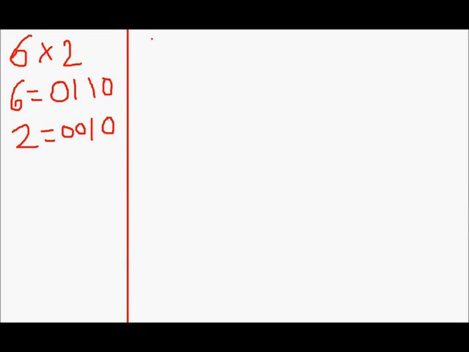We need 4 registers. The first is the accumulator, the next is the multiplier, that is Q, and our multiplier out here is 2. The next is the Q minus 1 bit. It will hold only 1 bit at a time, this register. And the next is multiplicand, and our multiplicand out here is 6, so that is 0, 1, 1, 0.